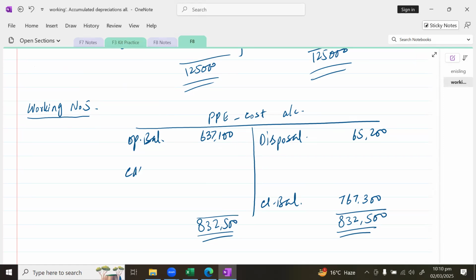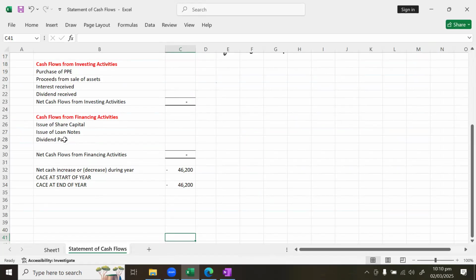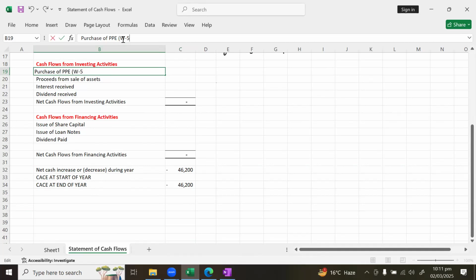So cash involved in the purchase of non-current asset will be 637,100, 195,400. So working 5. Purchase of property, plant and equipment from working 5 is 195,400.